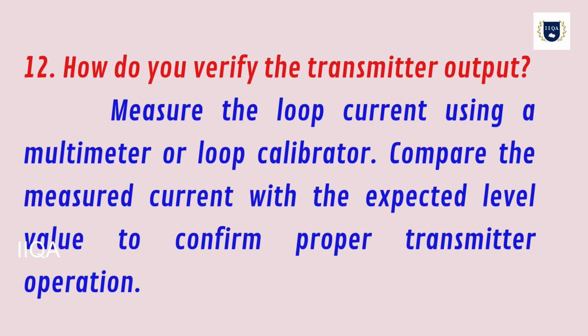How do you verify the transmitter output? Measure the loop current using a multimeter or loop calibrator. Compare the measured current with the expected level value to confirm proper transmitter operation.